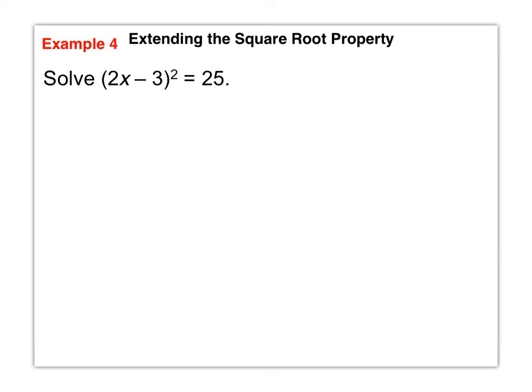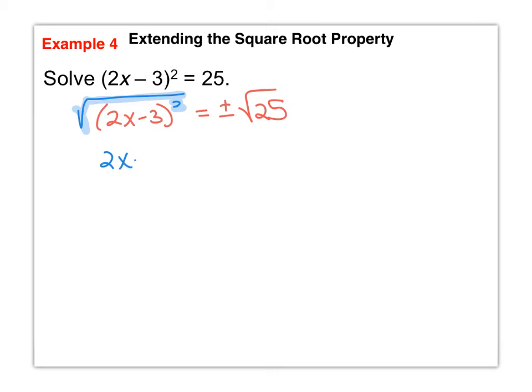Now we can extend the square root property and solve equations that look like this: the quantity 2x minus 3 squared equals 25. We can apply the square root property since the entire quantity on the left is squared, so the squared quantity is isolated. So we can take the square root of the left side, as long as we take the square root of the right side and consider both the positive and the negative outcomes. The square root and the power of 2 are inverses, so the left side of the equation becomes 2x minus 3.